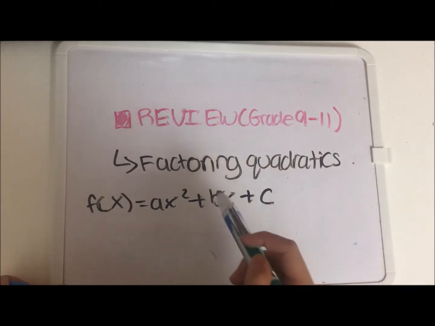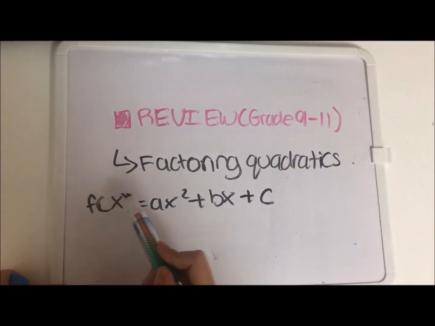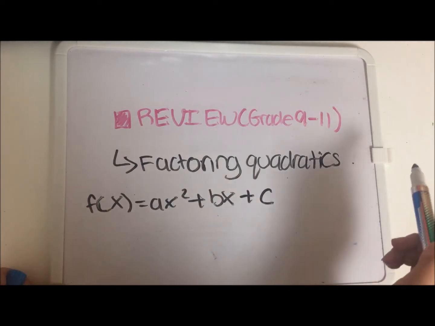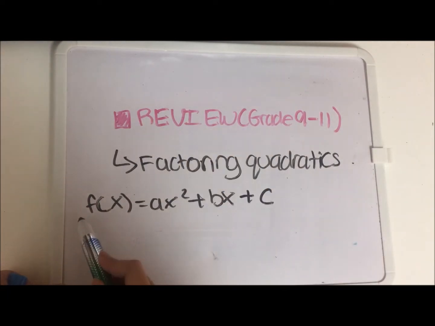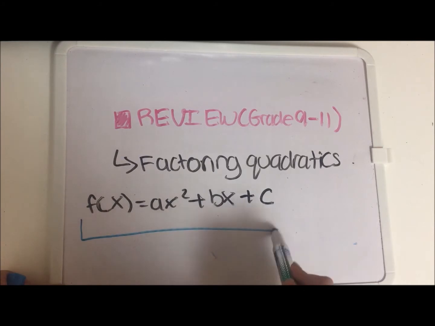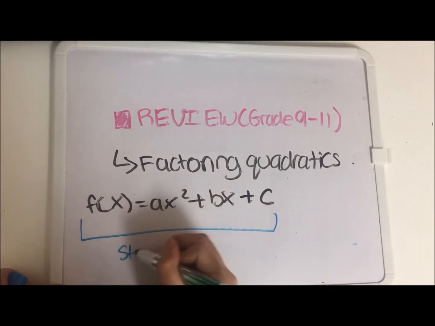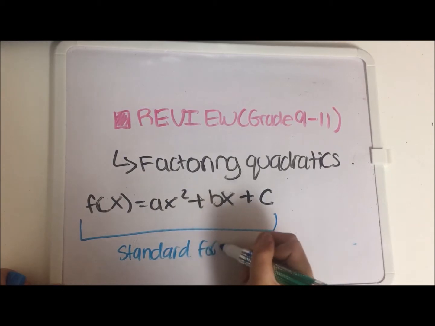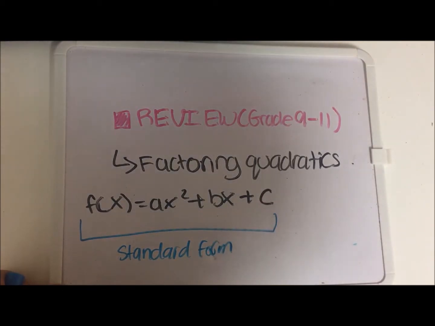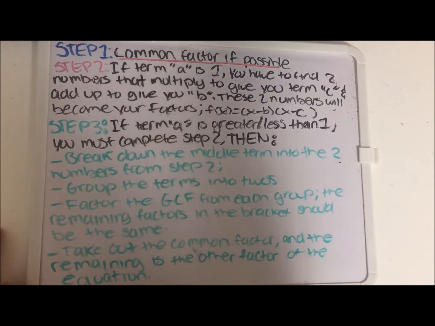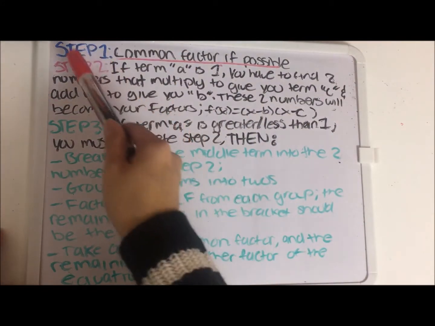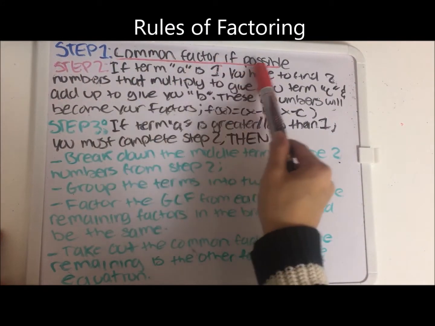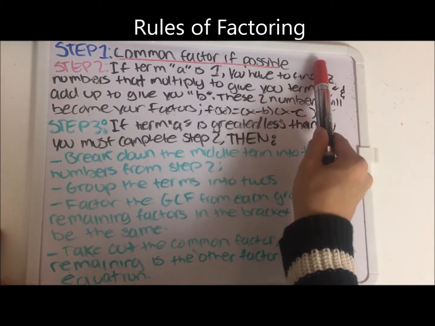So we're gonna start off with reviewing the concept of factoring quadratics. Okay, so we have to remember that this is the standard form of a quadratic equation. Standard form. These are the rules of factoring. Step 1. You must common factor if it's possible. This is the basic rule of factoring.